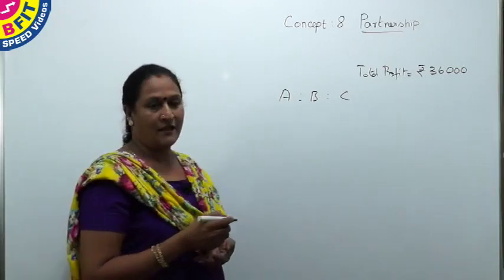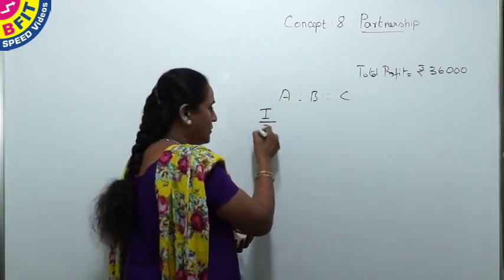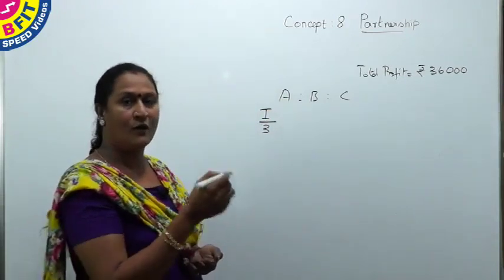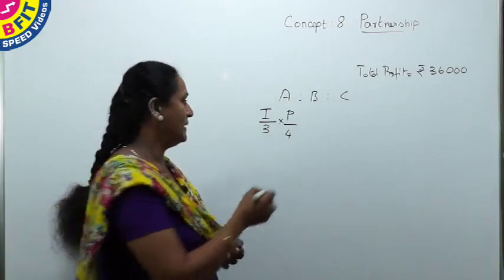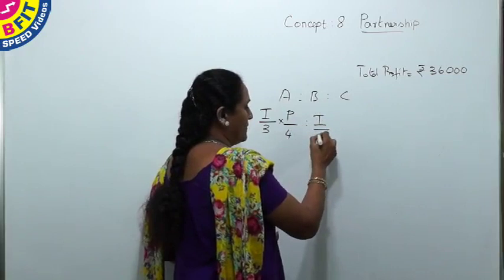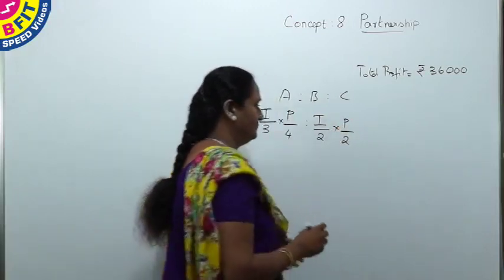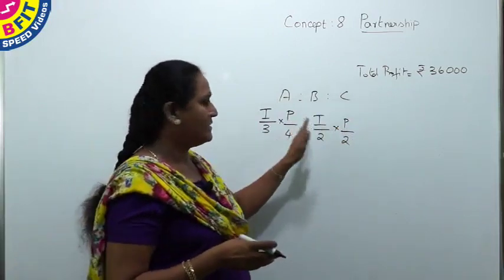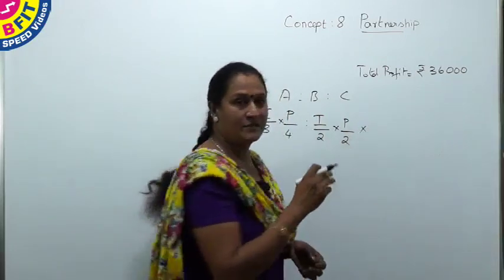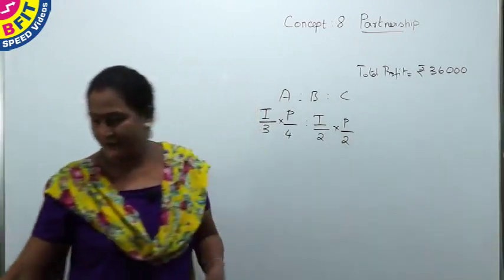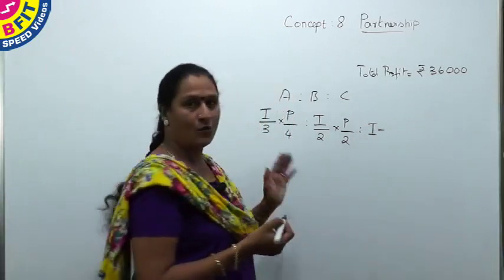It is given A has invested 1/3 of the investment. If we take I as the investment, A has contributed 1/3 and the period is for 1/4 of the period. If you take the period as P, then P by 4 is A's period, and B's is half of the investment. In this, the investment is half and the period is also half. If they are doing it for say 6 years, B's investment is for half of the period, 3 years. So half of the investment, half of the period. And what is C's investment? It is the remaining, what remains after A and B have given. If total investment is I, subtract what A and B have invested.